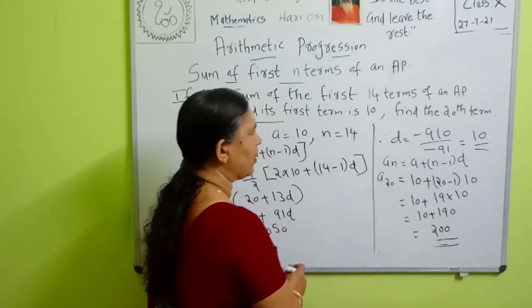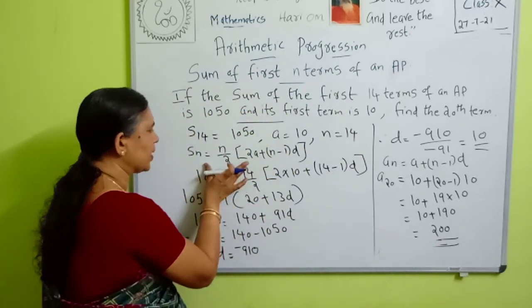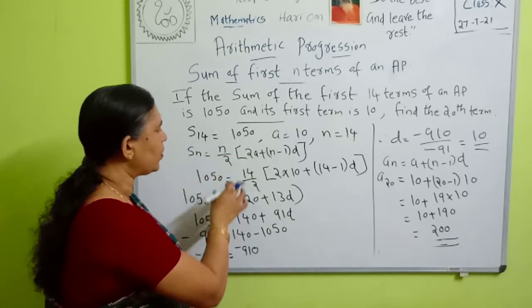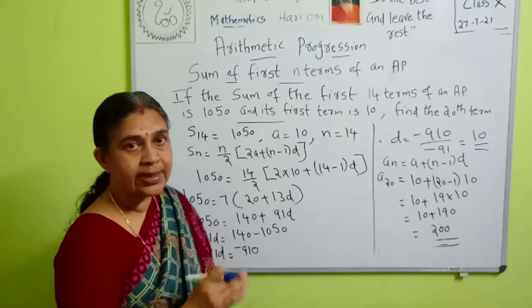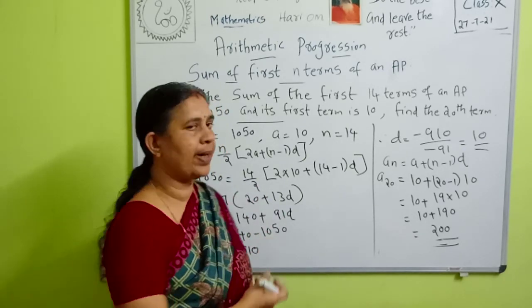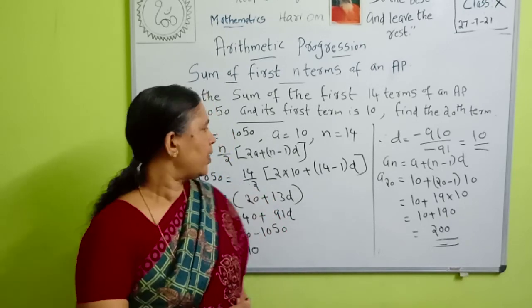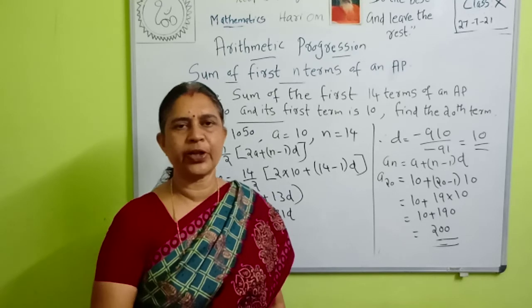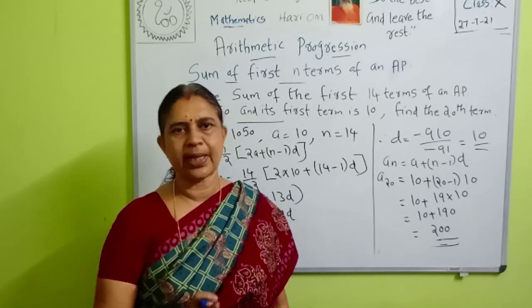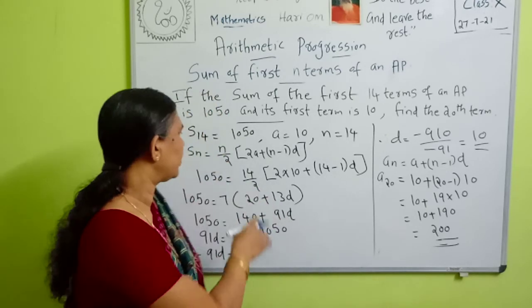So, to find the sum of n terms of an AP, we use the formula Sn is equal to n by 2 into 2a plus n minus 1 into d. Then, if the first and last term of the AP are given, how will you find the sum of n terms of the AP? Sum of n terms of the AP is equal to n by 2 into a plus an, or n by 2 into first term plus last term. You remember the formula, okay? You study well. These two formulas.